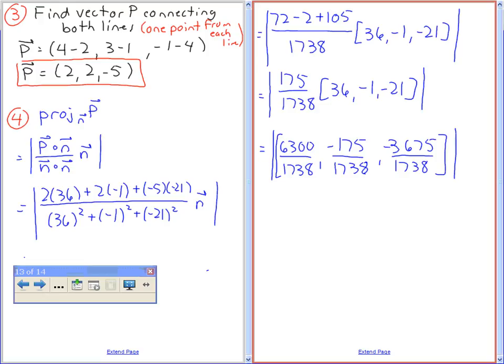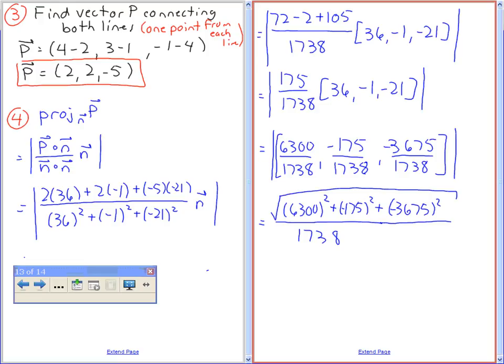So it's going to be the square root of. The nice thing is everything's over 1738. Okay, negatives. Okay, please tell me this works out. On your test, the numbers will be under 100. So don't worry. They will be okay.